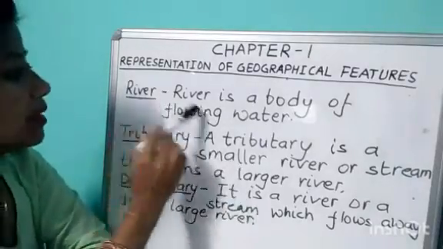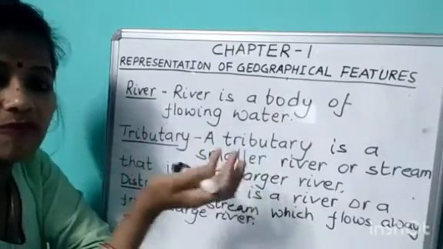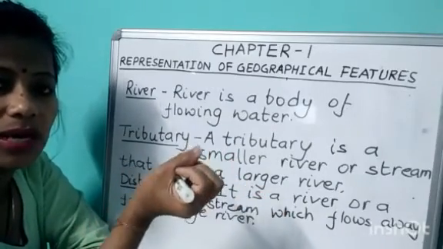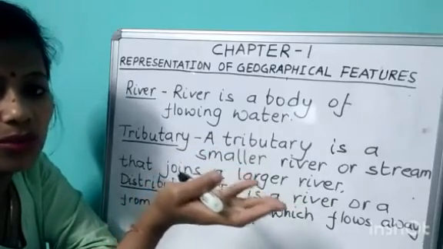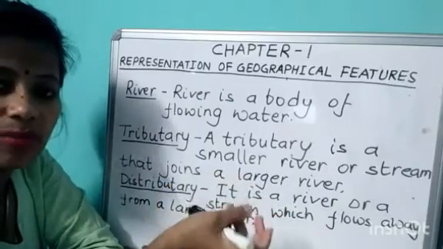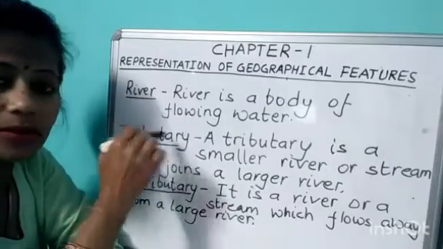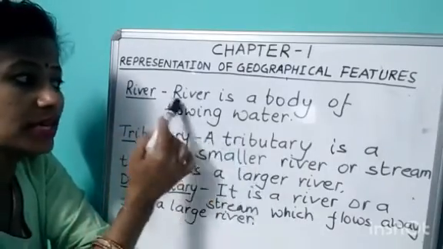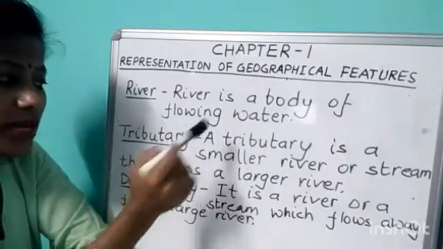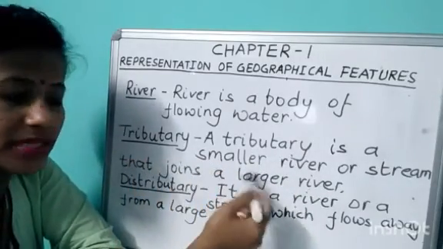Now, a river is a body of flowing water. If water is stable, stored, it will be in a tank. We store water in a tank. If it is in a stable position, it can be a pond, a lake. But the feature of a river is a body of flowing water. It flows.